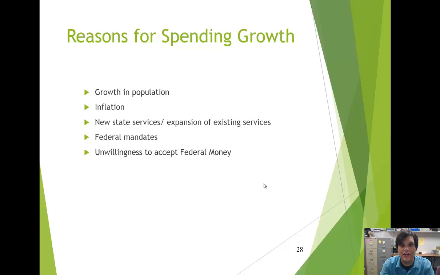The state governments are now required to spend certain amounts of money on certain programs. And because they're required to spend a certain amount of money on certain programs, they need to readjust their budget to account for those new federal mandates. And then finally, there is generally here in Texas this unwillingness to accept federal money. You can probably think of the Affordable Care Act or Obamacare, however you want to say it. Texas so far has refused to accept federal money to implement the Affordable Care Act.